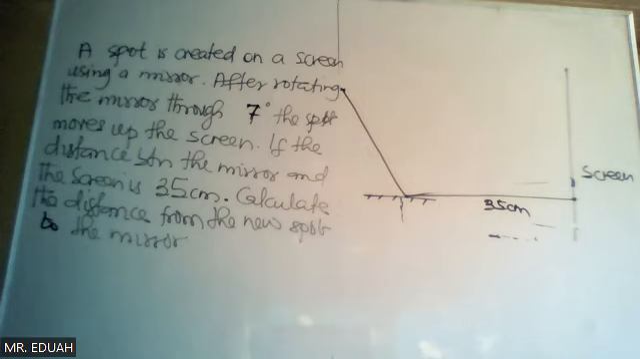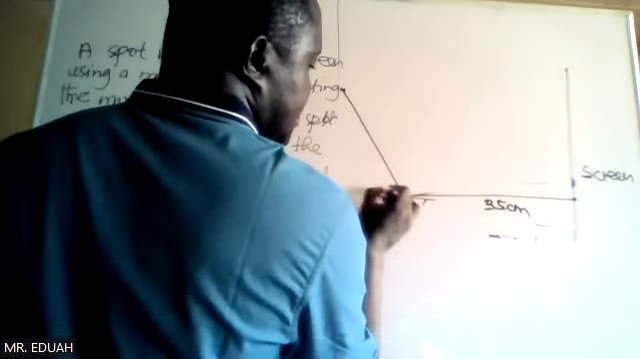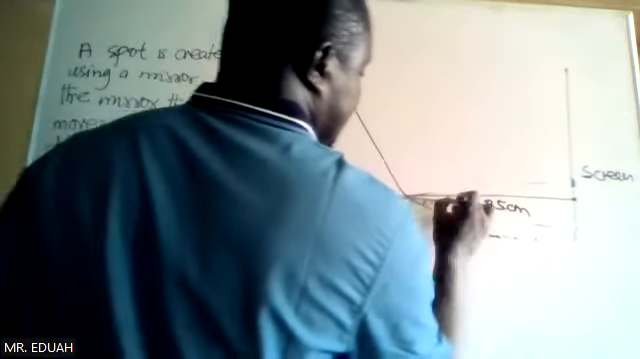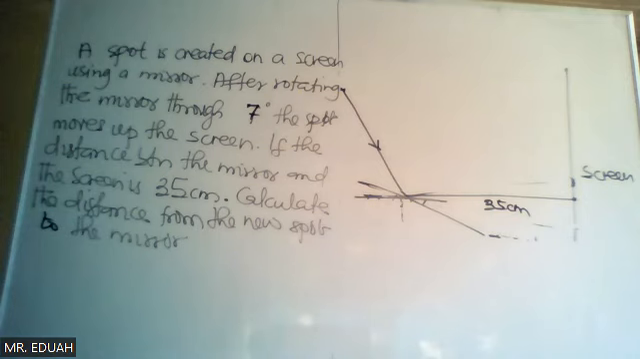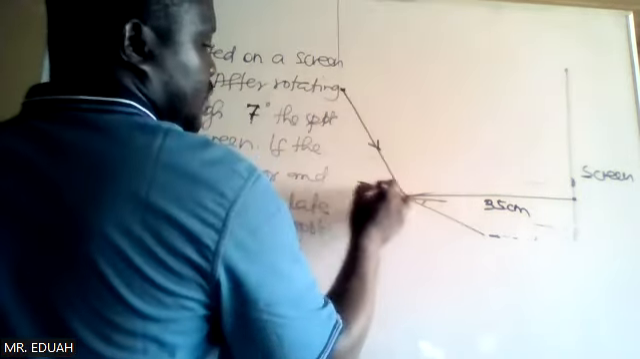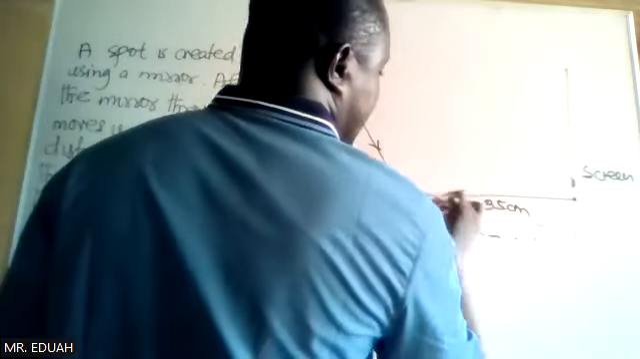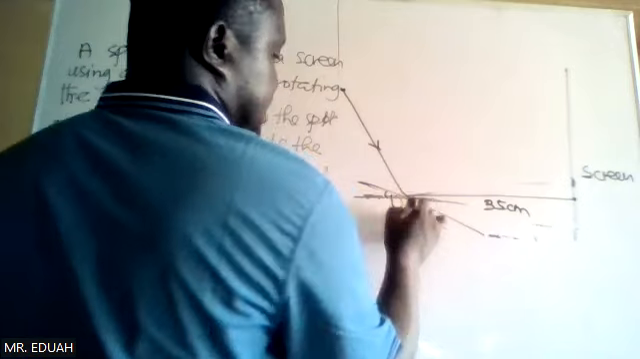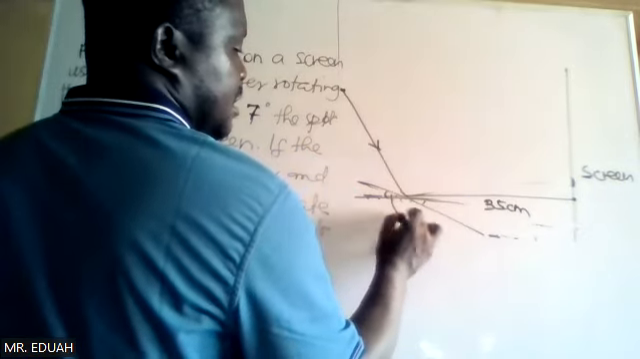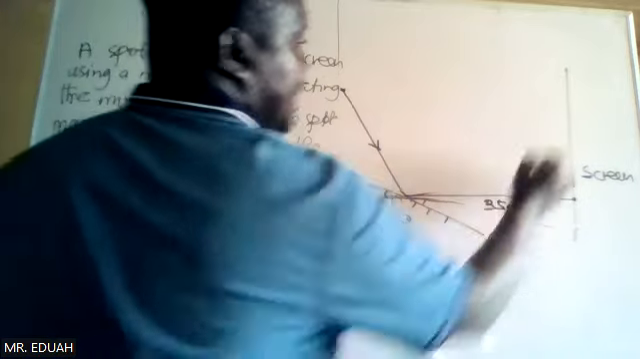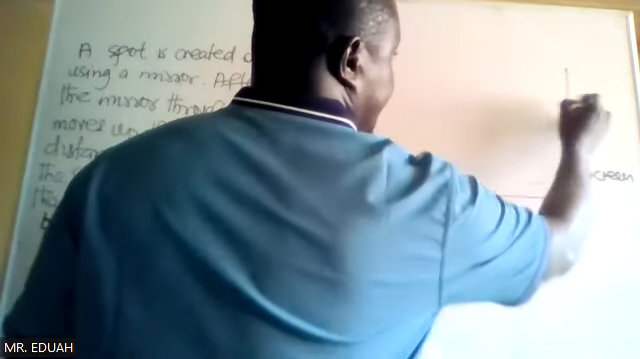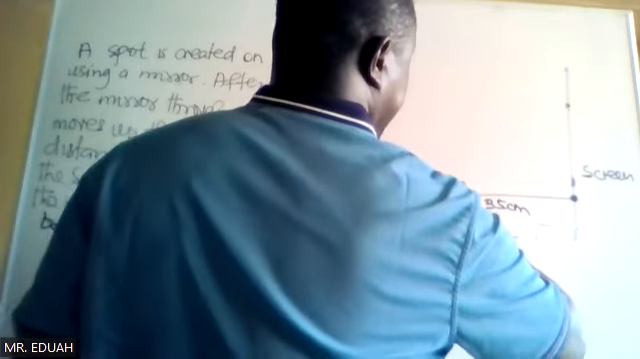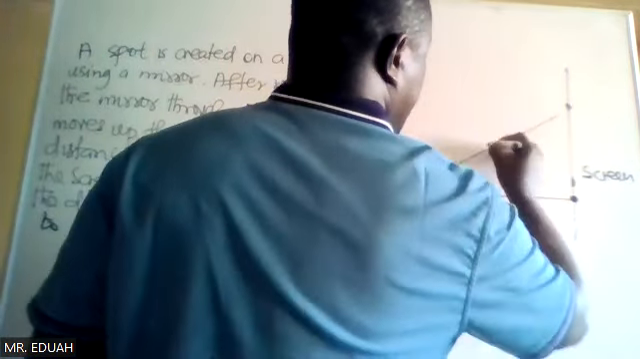After rotating the mirror through an angle of 7 degrees clockwise. So the mirror is rotated. We are always keeping the incident ray fixed. So after rotating the mirror through an angle of 7 degrees, the spot moves up. So the old spot is here, then the new spot. The spot moves up.